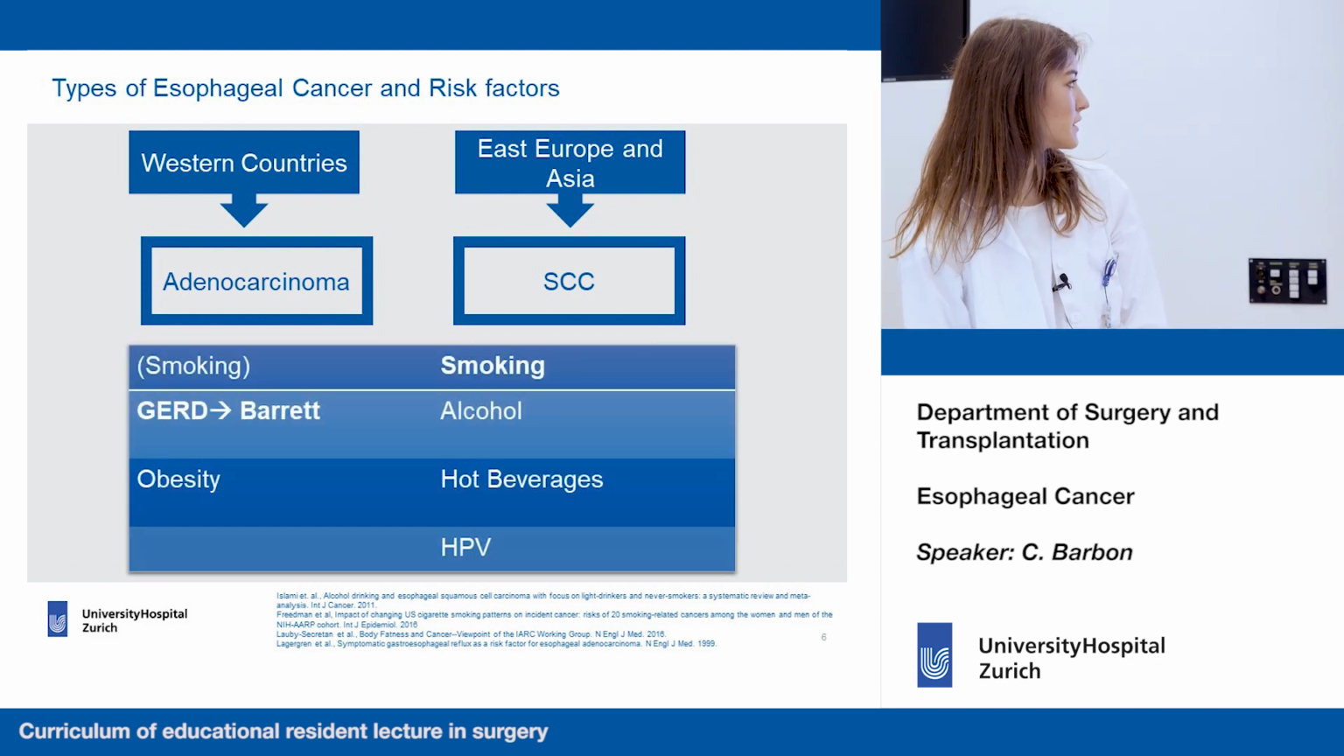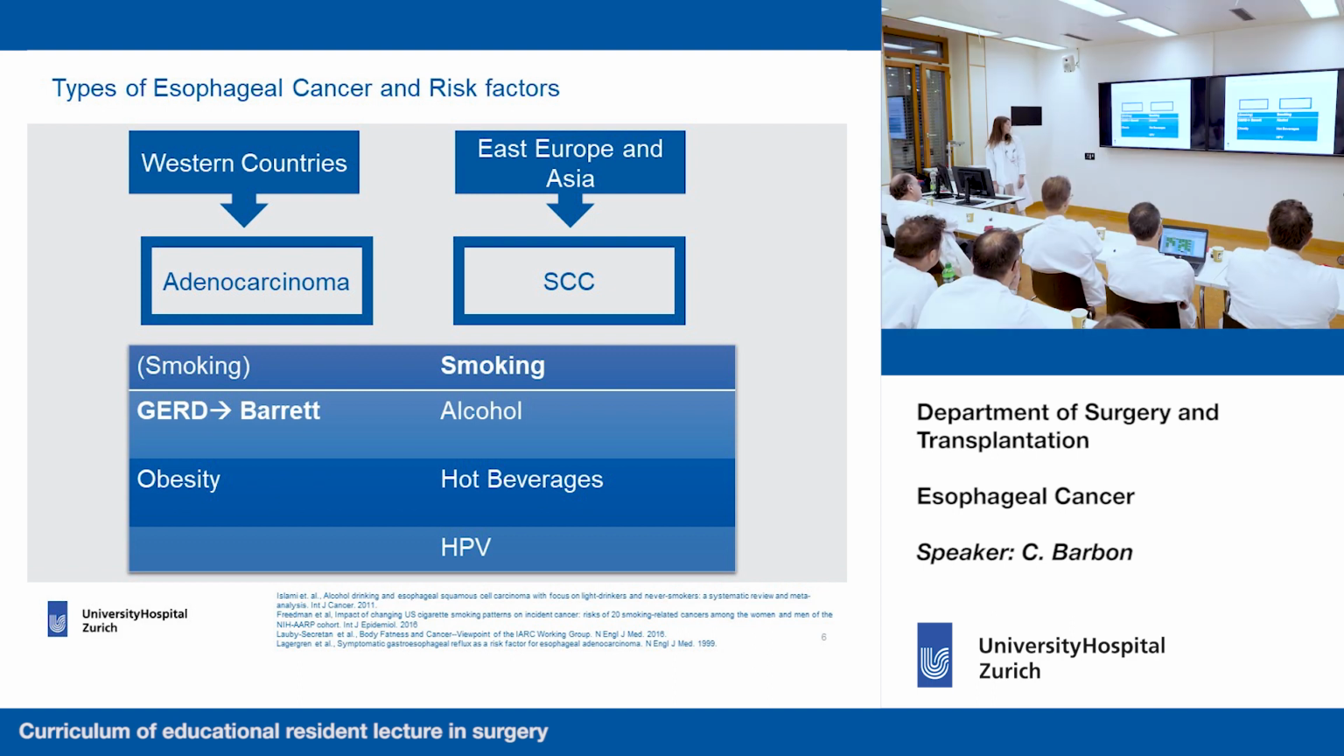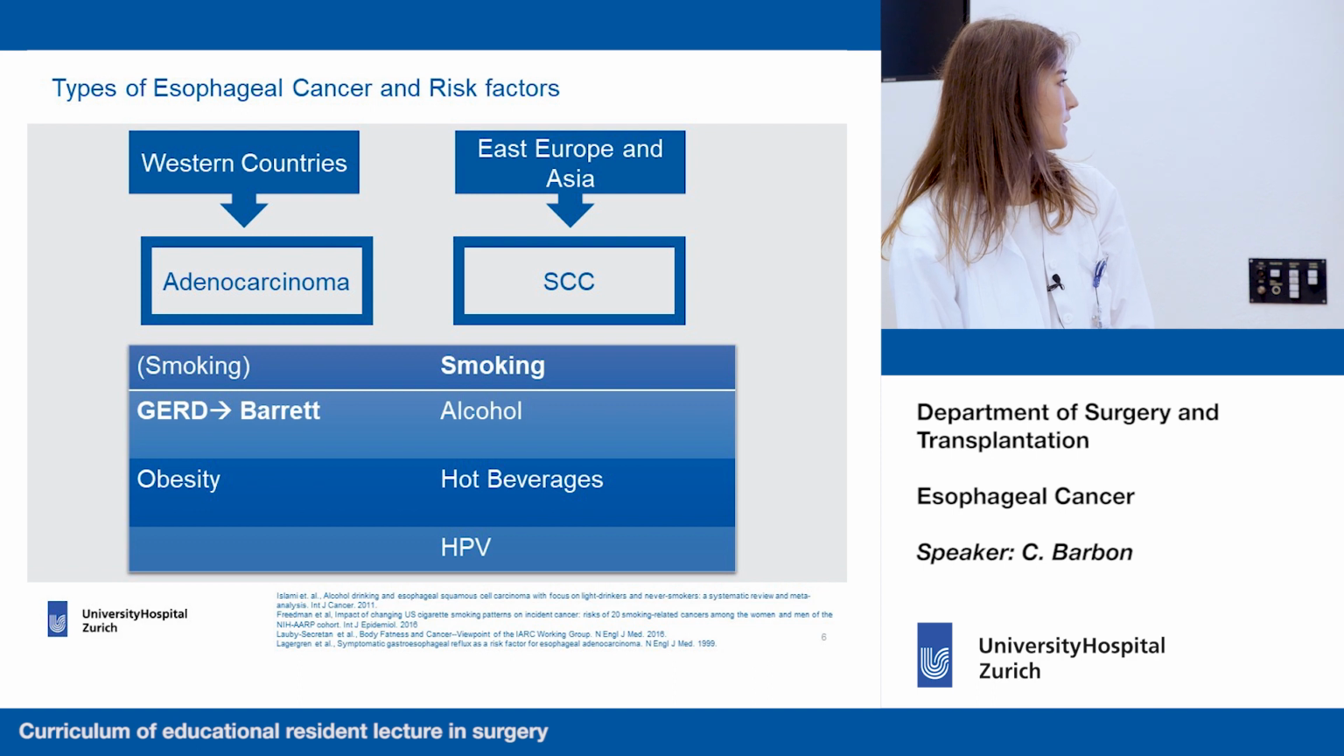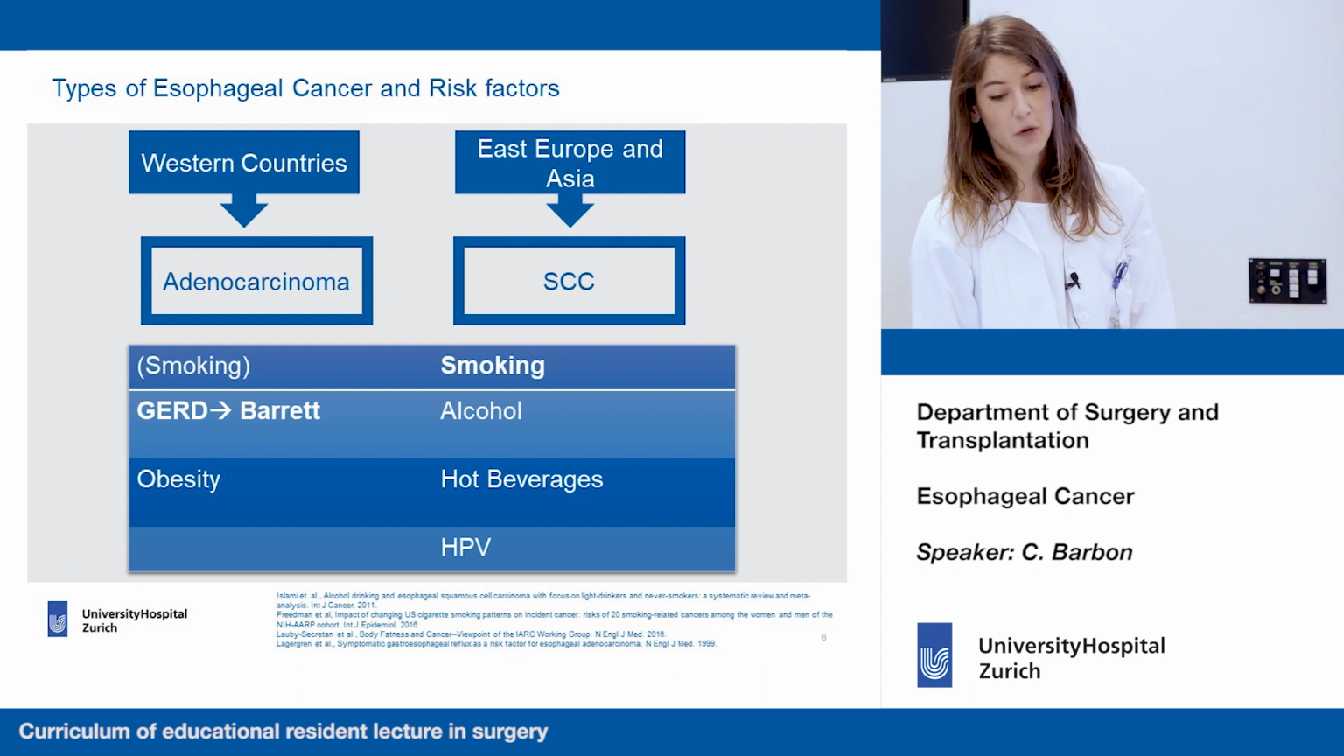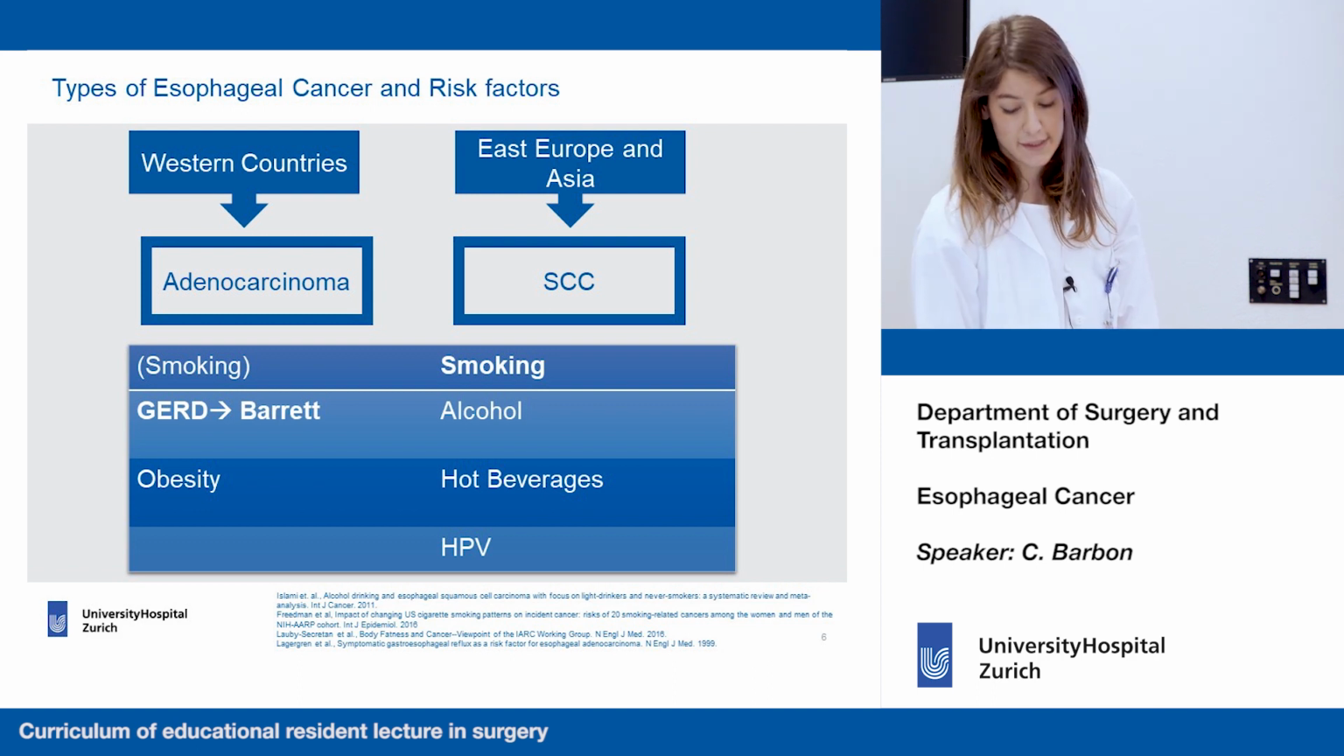For squamous cell carcinoma, there is smoking, alcohol, hot beverages, and papillomavirus. Whereas for adenocarcinoma, smoking has a lower incidence. And then there is gastroesophageal reflux disease, which predisposes to Barrett, and then obesity. And this is because obesity predisposes to esophageal reflux disease.